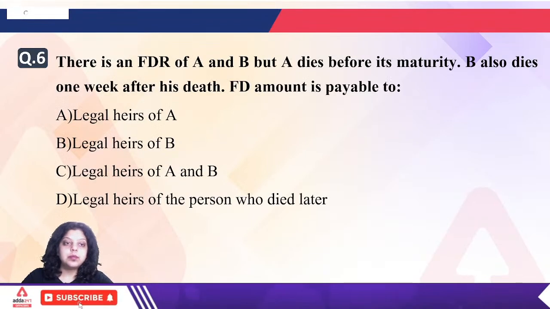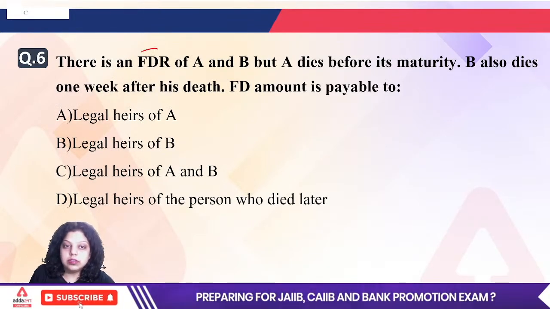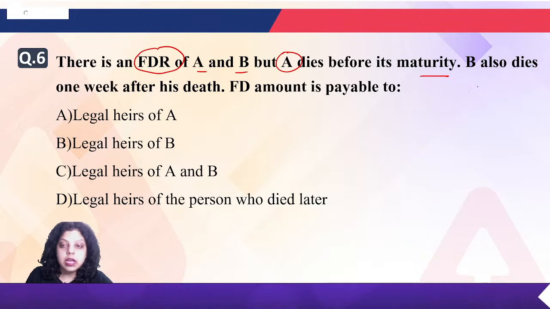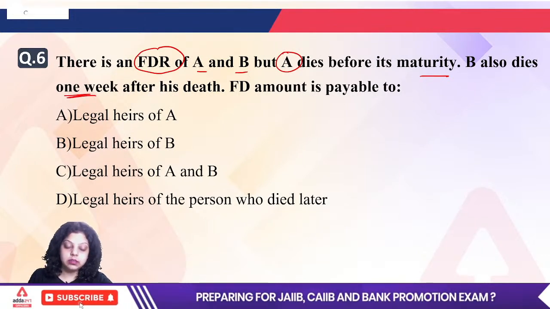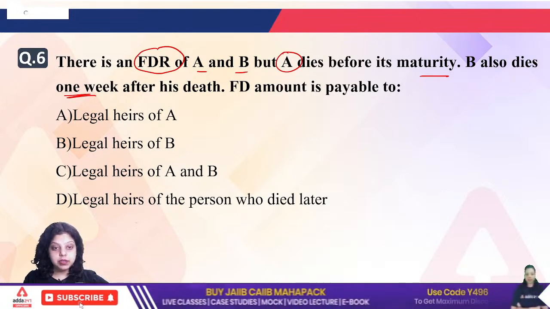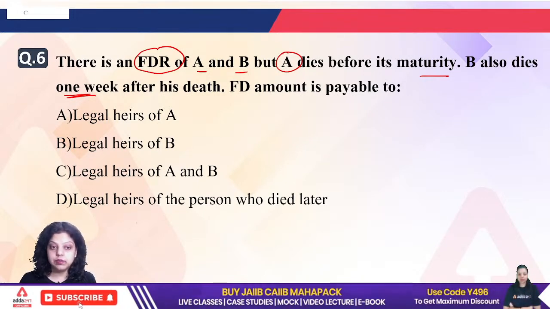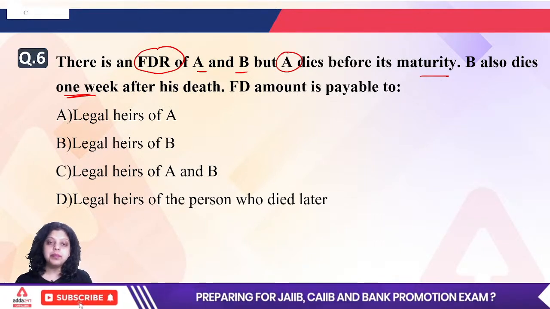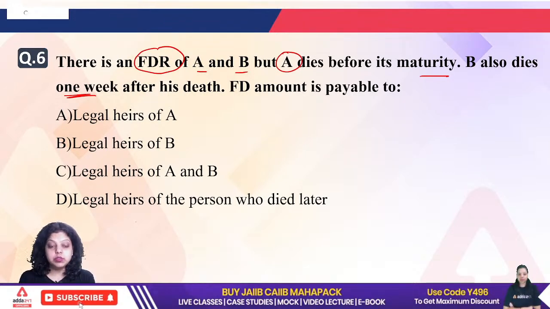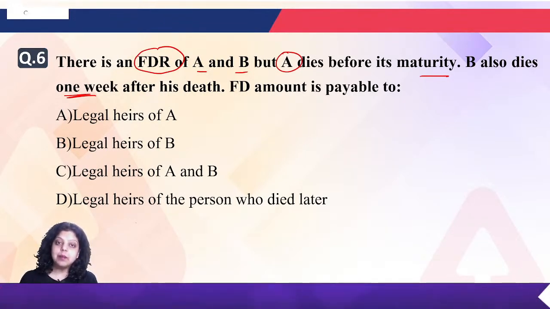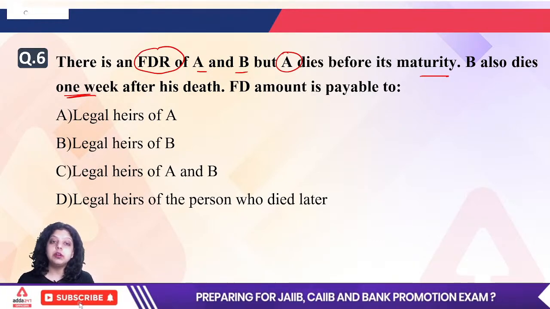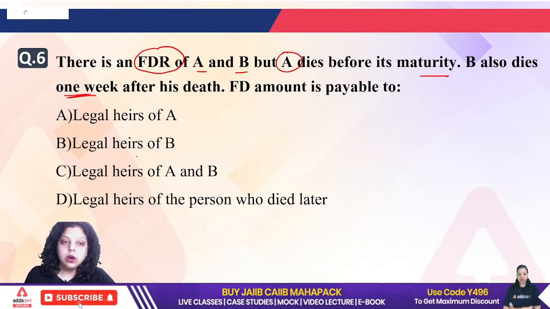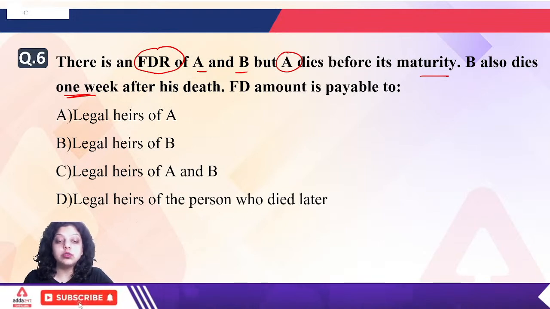Next, there is an FDR, that is a fixed deposit receipt, of A and B, but A dies before its maturity, and B also dies one week after his death. So we have made an FD in a particular bank, and we have a fixed deposit receipt of that FD. Before the maturity, A dies, and B also dies after one week. Now the amount of that FD at the time of maturity will be payable to whom? The legal heirs of A, or B, or both, or the legal heirs of the person who died later?